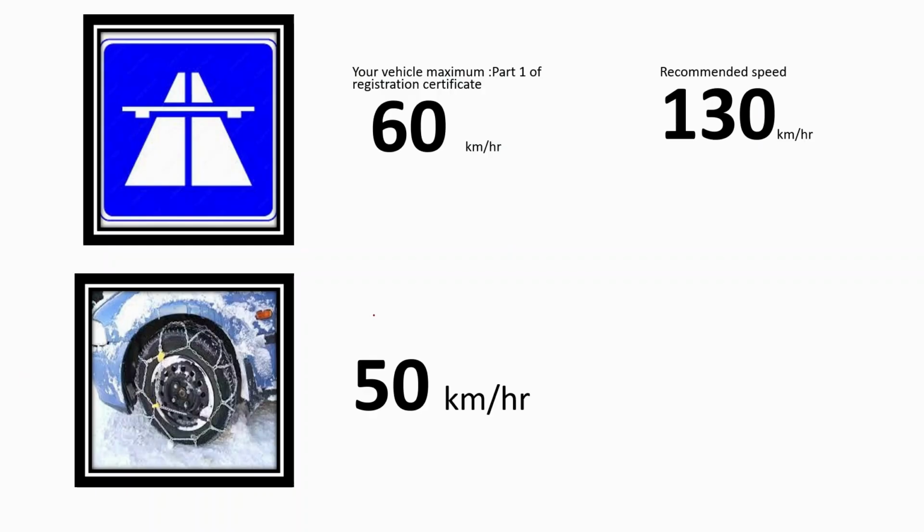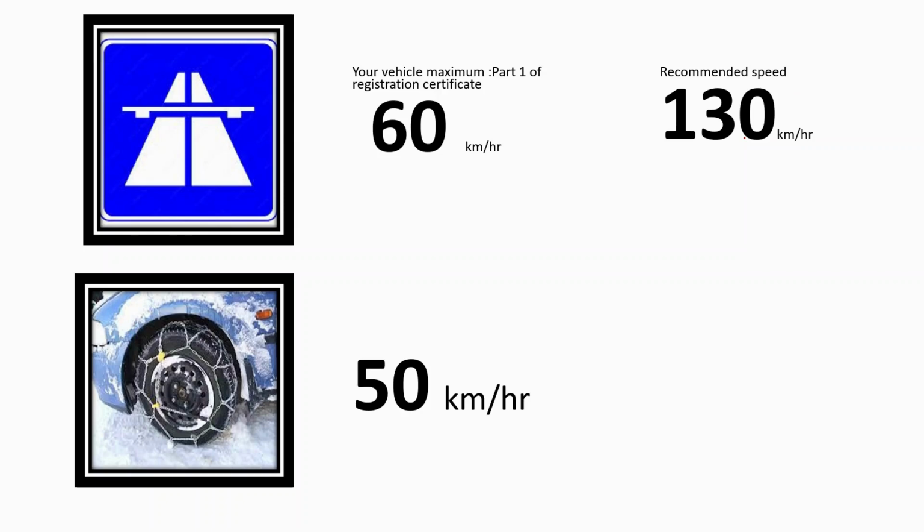Now let's look at some other scenarios. So these are a few important tips to remember on an Autobahn. So you need to have a minimum speed capability of 60 km per hour. So your vehicle should be at least capable of driving at 60 km per hour if you want to hit an Autobahn. The recommended speed on an Autobahn is 130 km per hour. Okay, this is the recommended speed.